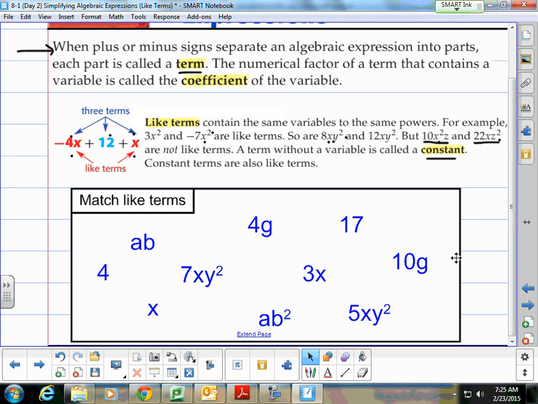So matching like terms. If we were to match like terms, we could find them. Right here we have 4, which is a constant. I'm going to just do some color. 4 and 17 are going to be like terms because they are constant numbers. AB, I don't see a like term for that. The reason this is not a like term is because it has this part there. So those are not like terms.